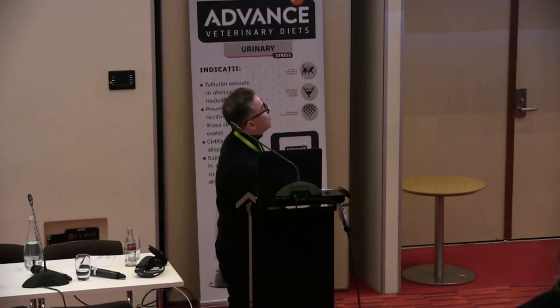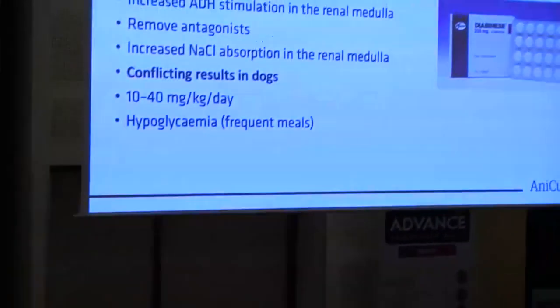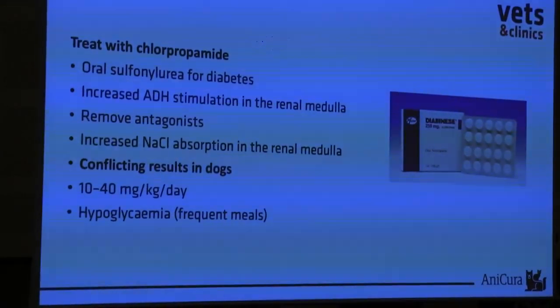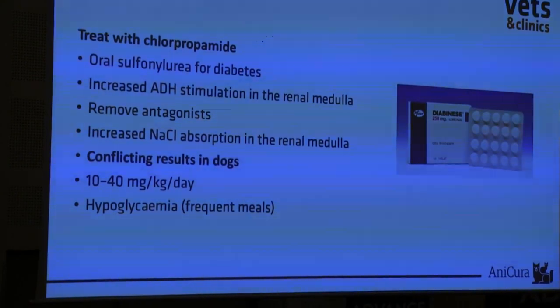When we treat central diabetes insipidus, we have to try to achieve the minimal effective dose with the tablet or with the drop. The injectable vasopressin is not available right now in Europe. In some patients, you can use chlorpropamide. Remember this is a treatment for diabetes mellitus in human beings, and it increases the ADH stimulation in the renal medulla, removes antagonists, and increases sodium chloride absorption in the renal medulla. In veterinary medicine it didn't give good results in studies, but it's another option.